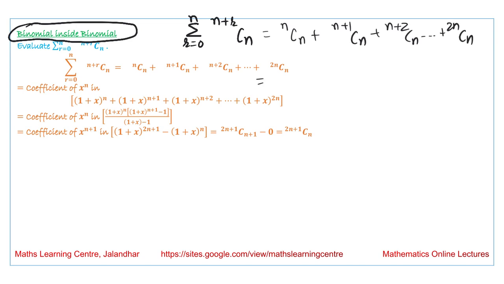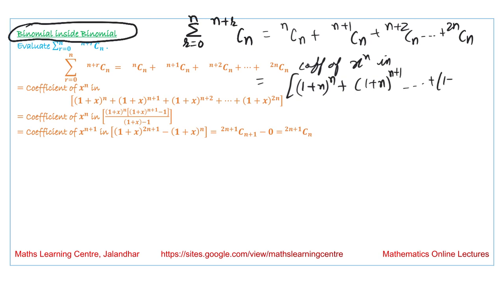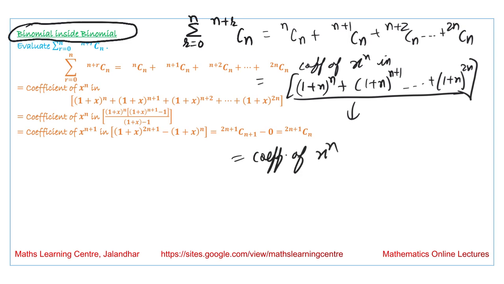What is nCn? It is the coefficient of x^n in the expansion of (1 + x)^n. Next term it is (1 + x)^(n+1), so on up to (1 + x)^(2n). This is a finite GP. So this is equal to the coefficient of x^n in, now the terms we have, it is (1 + x)^n into ((1 + x)^(n+1) minus 1) over (1 + x minus 1).